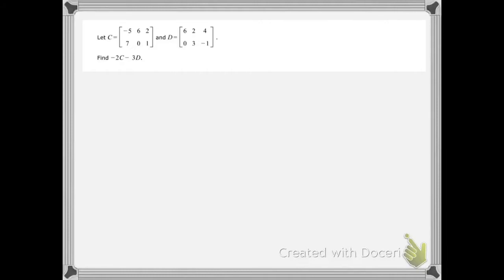This is a quick video on matrix addition or subtraction and what would be called scalar multiplication. Labels aren't so important as the actual execution of this, which is really quite simple. If we're looking here at the given problem, we're being asked to find negative 2c minus 3d.